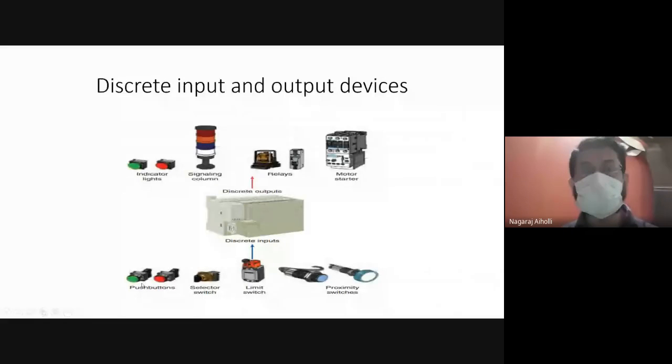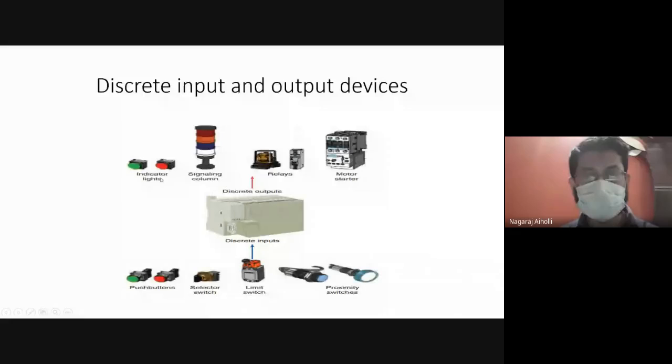The next is discrete output devices. These discrete output devices are indicator lights, just like your vehicle indicator lights. When you turn them on, they blink on, off, on, off, so they are called indicator lights. Next, the signaling column. We are seeing here the signaling column, the various colored lights which start to blink based on the on and off positions. So this is called the signal column.